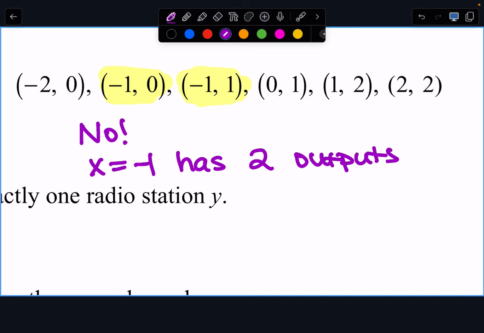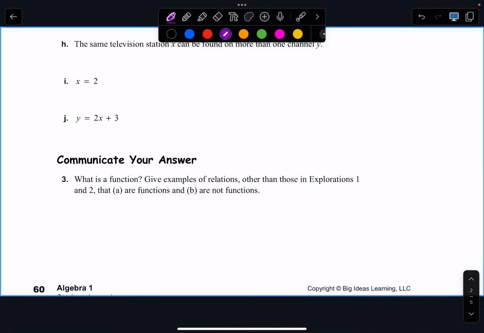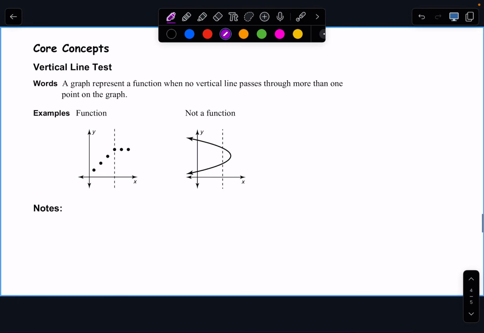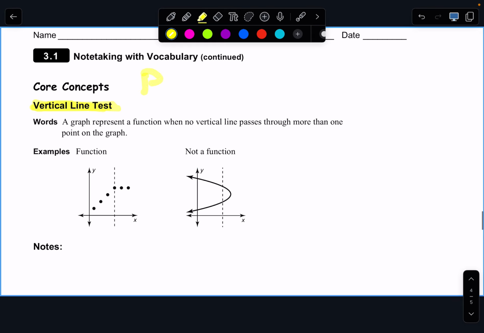Sad day. All right. So again, we're gonna boop, boop, boop. Now we're on page 61. Okay. Here is the vertical line test. Oh, I don't even know. You can tell. Today's just a bad day, man.